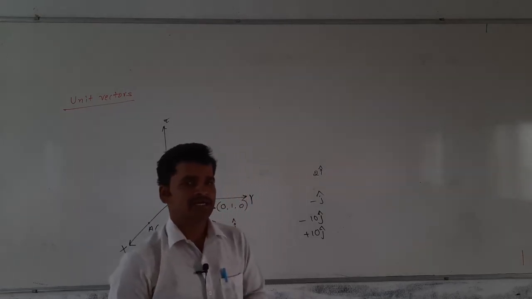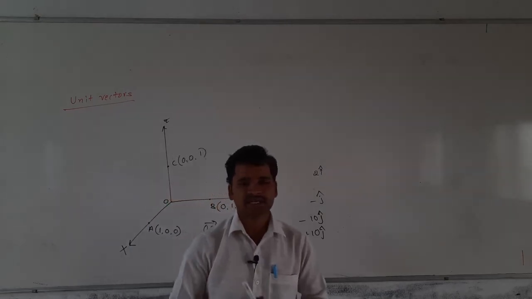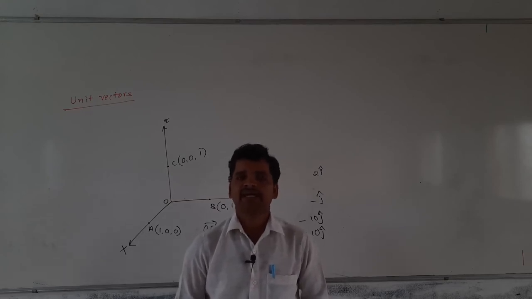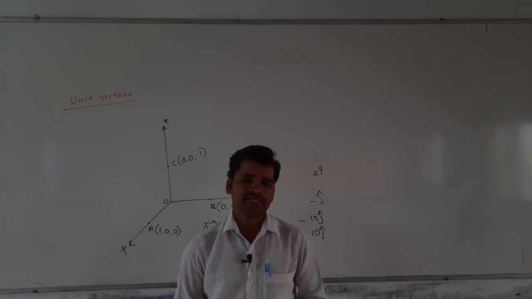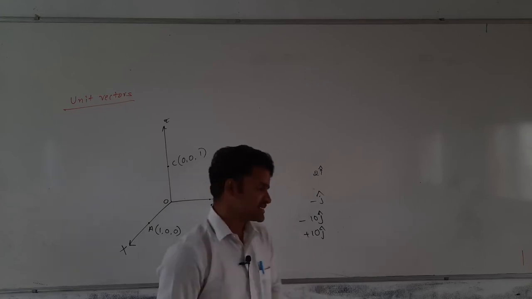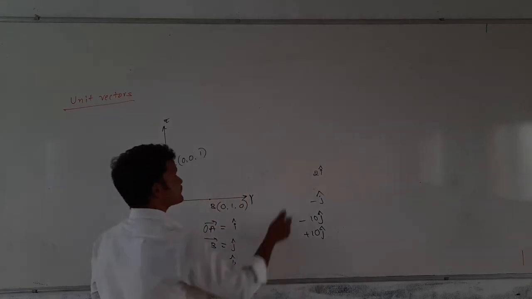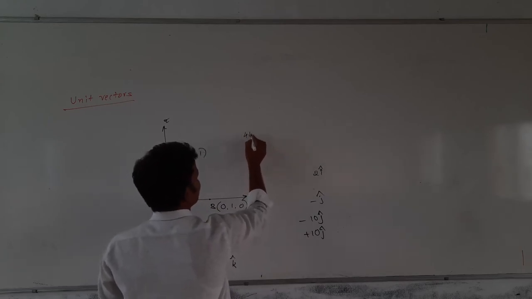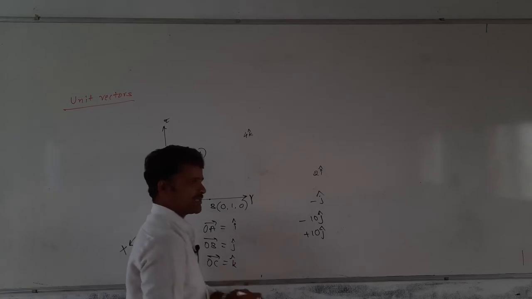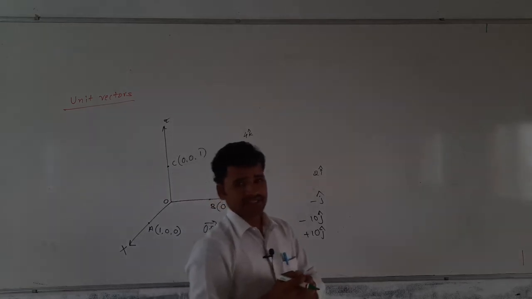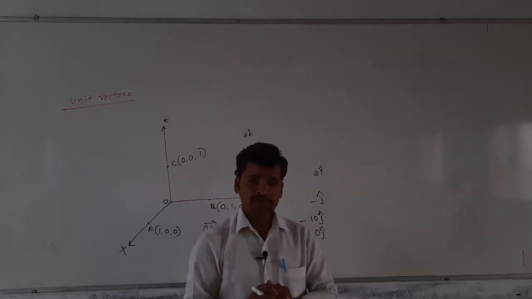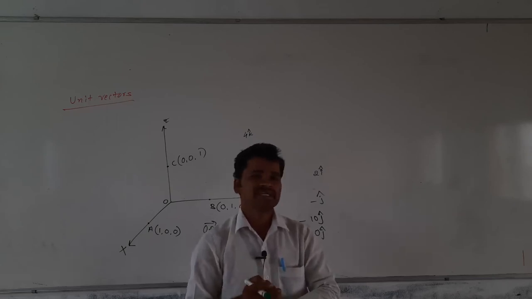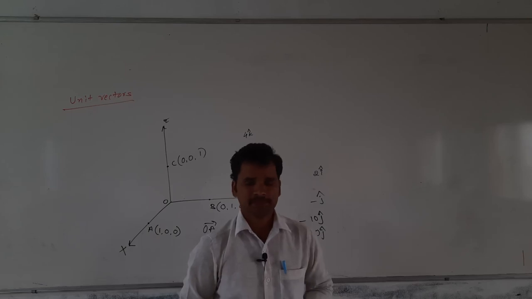I cap, unit vector in the direction of the x axis. J cap, unit vector in the direction of the y axis. And k cap will be the unit vector in the direction of the z axis. In the same way, in the case of the z axis, suppose it is written as 4k, what does it represent? 4k means a vector having a magnitude of 4 units in the direction of the z axis.